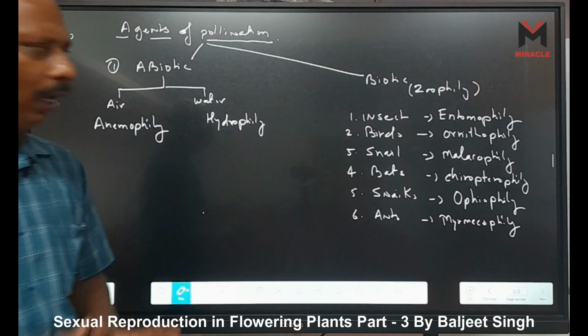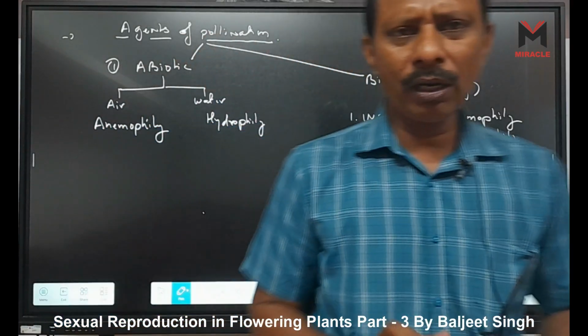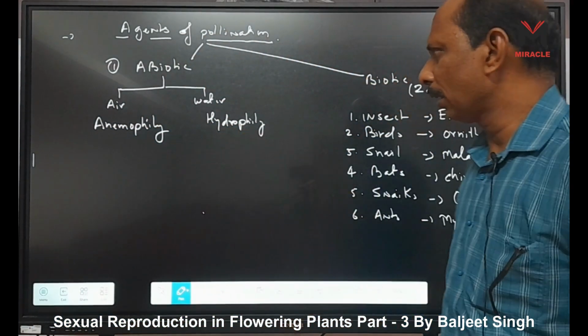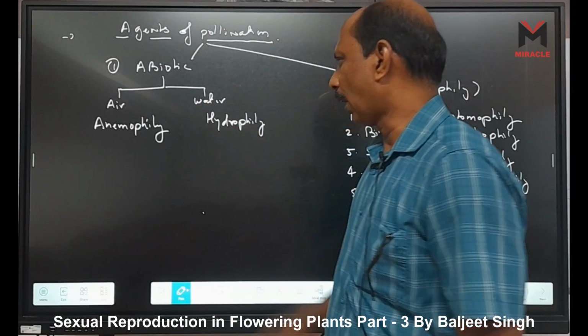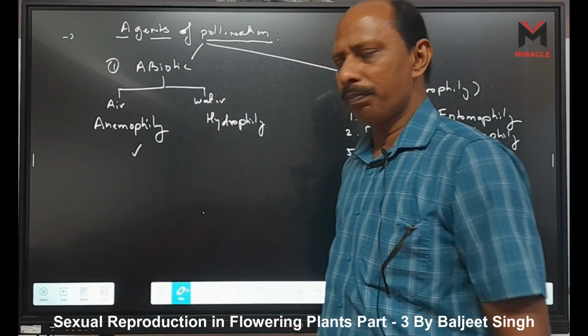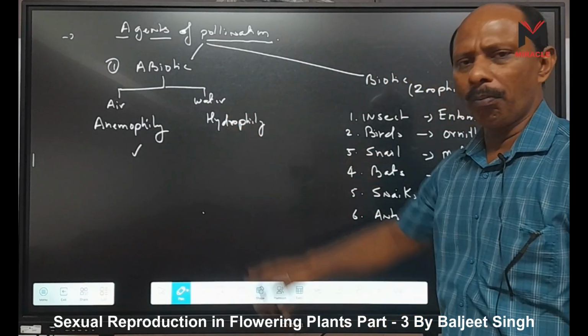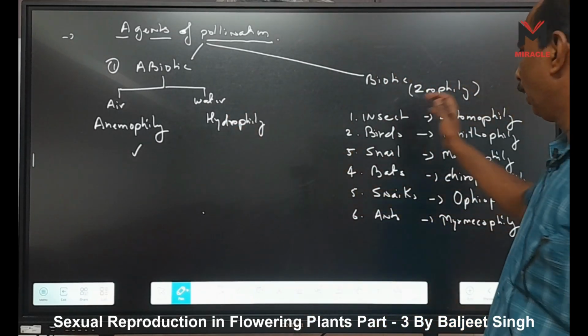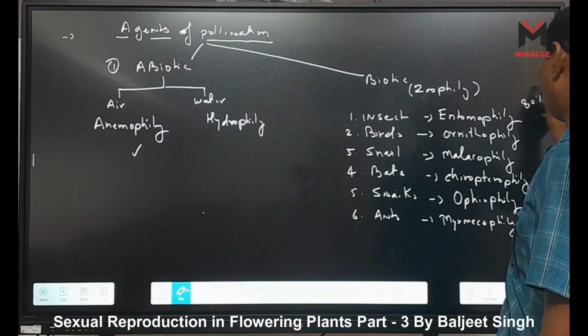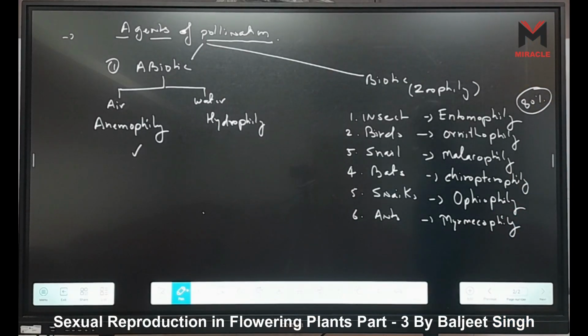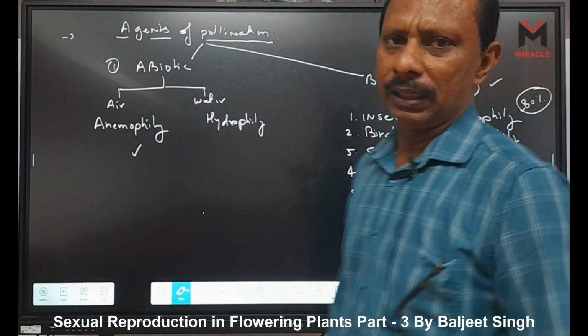Different animals mean different phily. Phily means pollination. Air means anemophily, water means hydrophily. In abiotic pollination, mostly anemophily is present. Only about 30 monocot genera are involved in hydrophily. Insects account for 80% of pollination. Insect, bird, snail, bat, snake, or ant: these are the different types of zoophily on the basis of their pollinating agent, right?